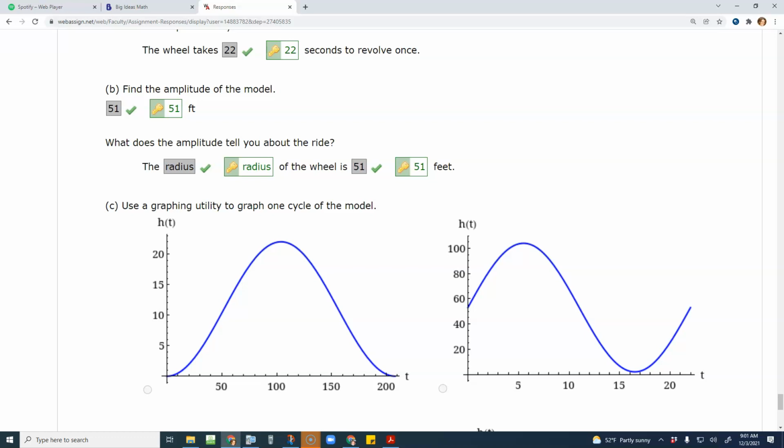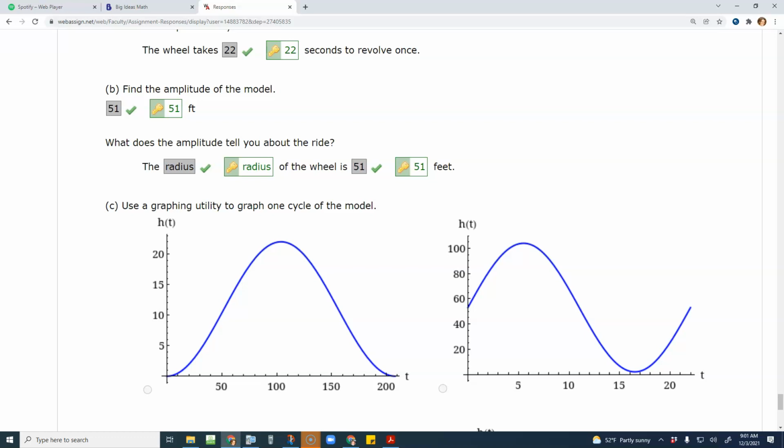Careful. It's not the entire diameter. It's the height from the equilibrium, but equilibrium of a circle doesn't make sense. Axis of revolution makes sense. It's the radius of my Ferris wheel.